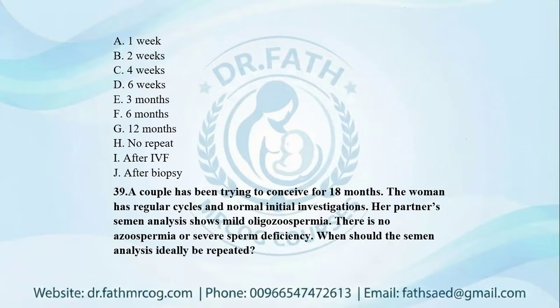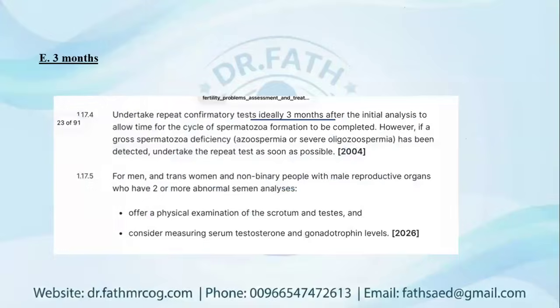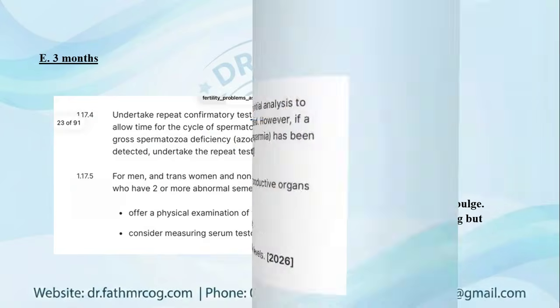3 months ideally should be repeated. Yes, correct. But if you have azoospermia, what time do you repeat? Immediately, as soon as practically possible. And this is from the updated NICE guideline: undertake a repeat confirmatory test ideally 3 months after the initial analysis to allow time for the cycle of spermatozoa formation.